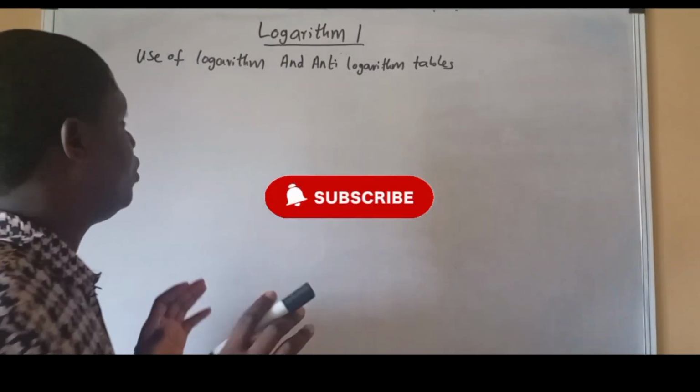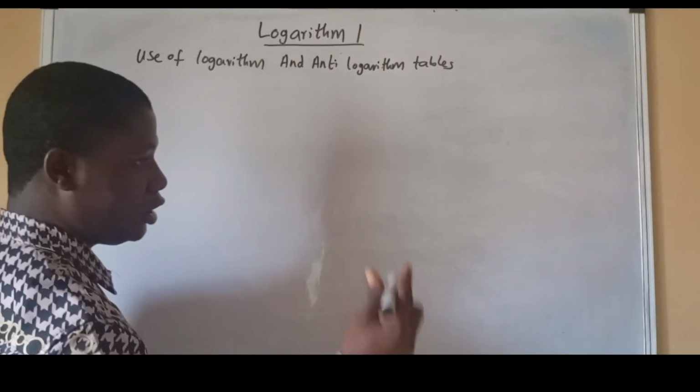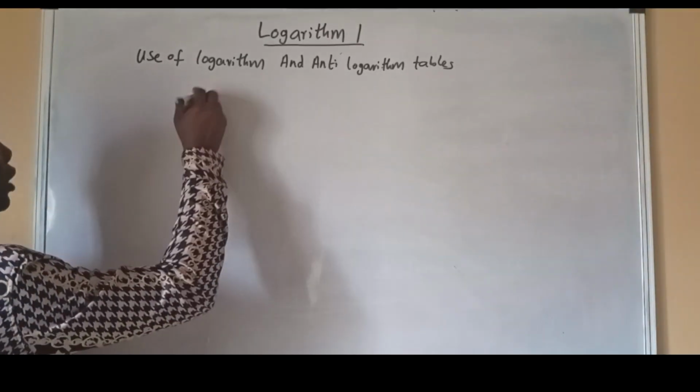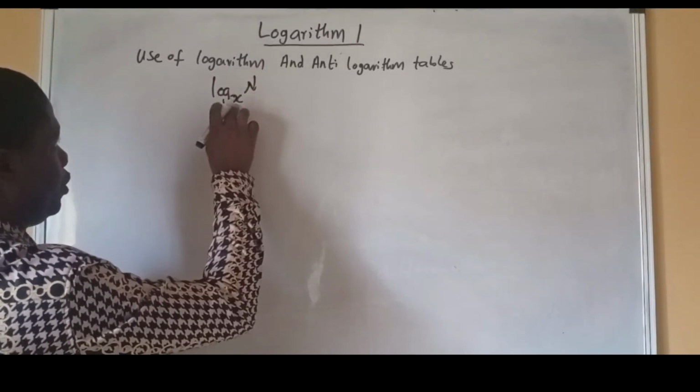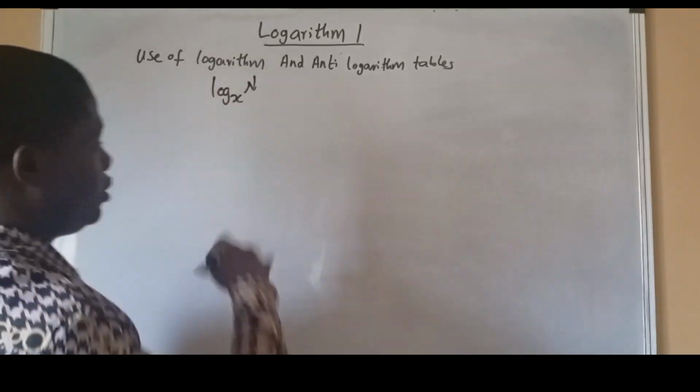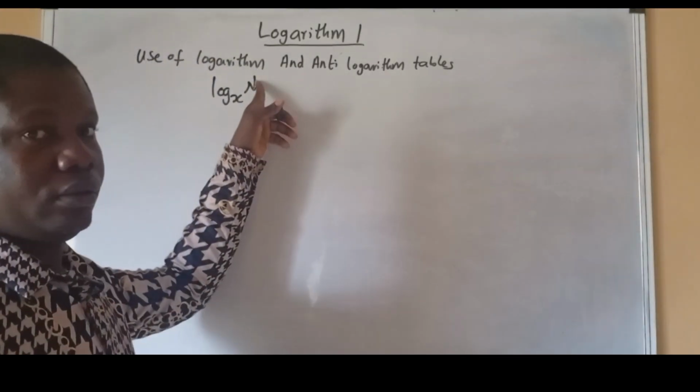So if you're asked to find the logarithm of a number, let's say the logarithm of n to base x, it is written as log n to base x. What this means is, to which number will x be raised to give you n, right?